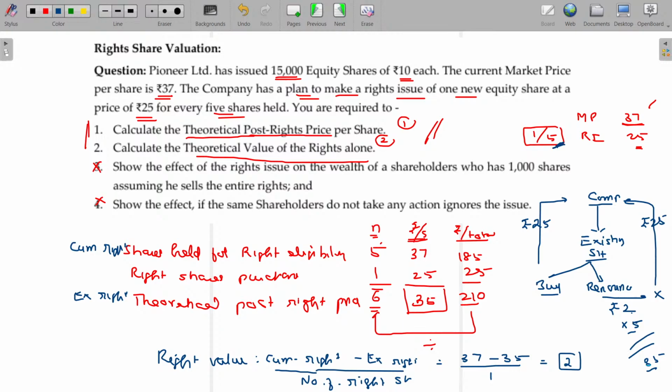He purchases the rights. How many rights does he need to purchase? 5 rights to purchase 1 share. For every right he has to pay 2 rupees, so for 5 rights he pays 10 rupees. Apart from that, giving the rights, he can purchase a share from the company at 25 rupees. So 25 plus 10, 35 rupees you have to pay. Hope you are now able to understand.